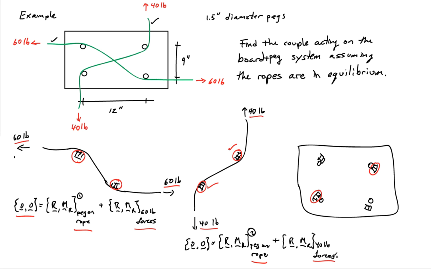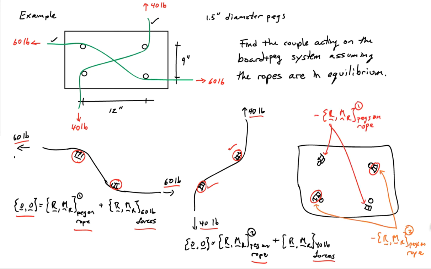Now, the thing that I'm interested in is the action on the board plus peg system. So that's actually going to be the opposite of the pegs acting on the ropes. So I'll have this guy here. This is the opposite, so there's the minus sign here of what the pegs apply to the rope, and then I'll also have this resultant moment with the minus sign also from what the pegs apply to the rope. So this is what I'm after. So let's go ahead and try and flesh this out a little bit more.